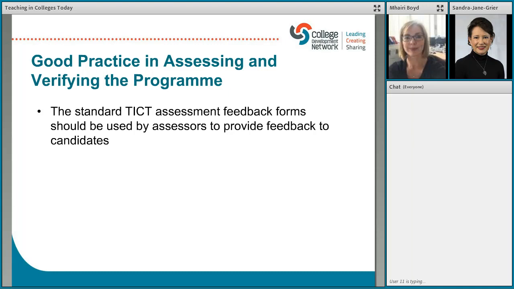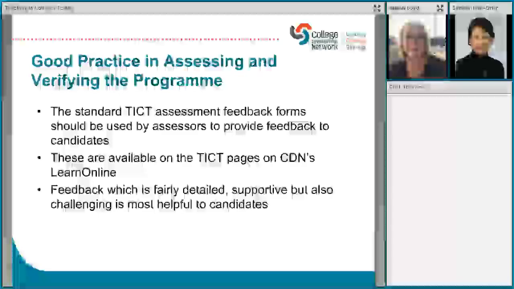Some centres I noticed only used track changes to give feedback to candidates. Whilst there's nothing wrong with using track changes, the feedback tends to be more of a specific correction rather than a broad developmental comment. So I wouldn't necessarily recommend using track changes as the only means of feedback to your candidates.